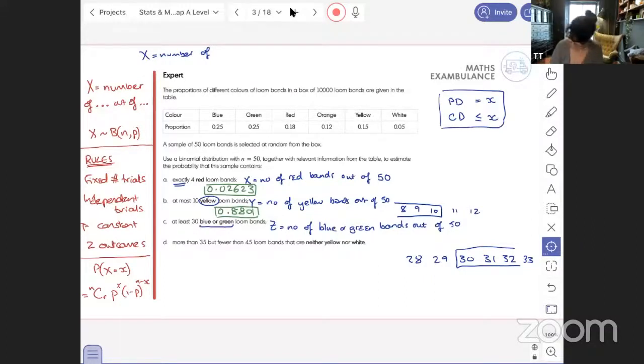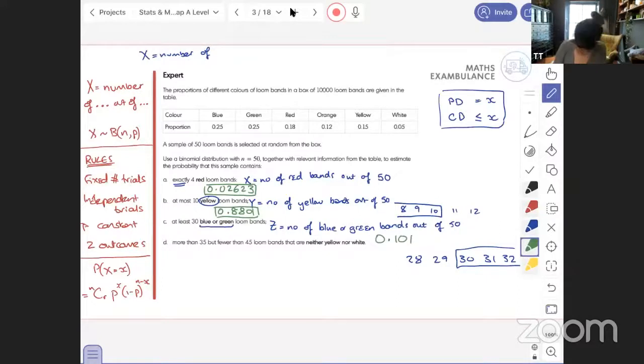Okay, the answer is 0.101. I'll put it here. 0.1013. Well done, everyone. Okay. Next.